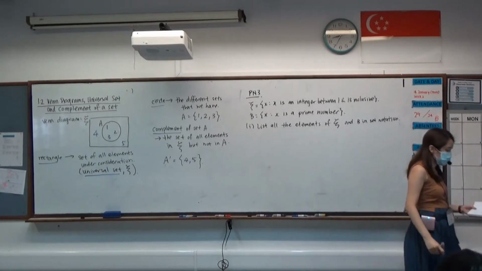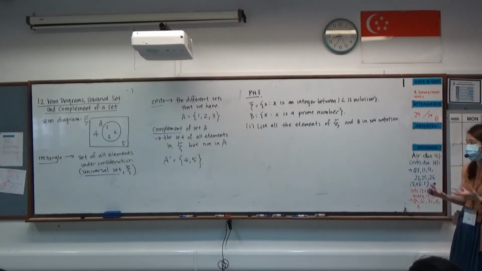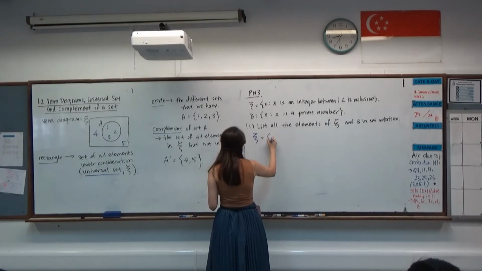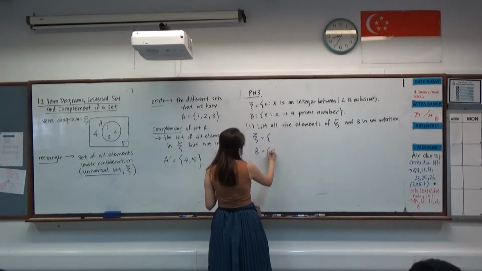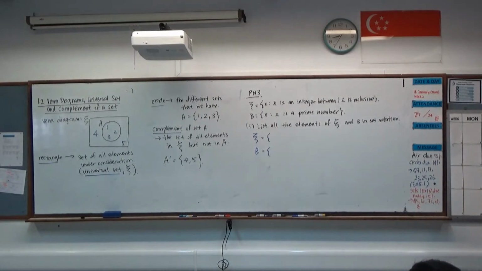So in practice 3, we are given that the universal set is defined as containing all the integers between 1 and 13 inclusive. And then for B, it is the set containing the prime numbers. We want to first list out all the elements. So could you take 1 minute to actually list out all the elements in the universal set and also in B, using set notation.